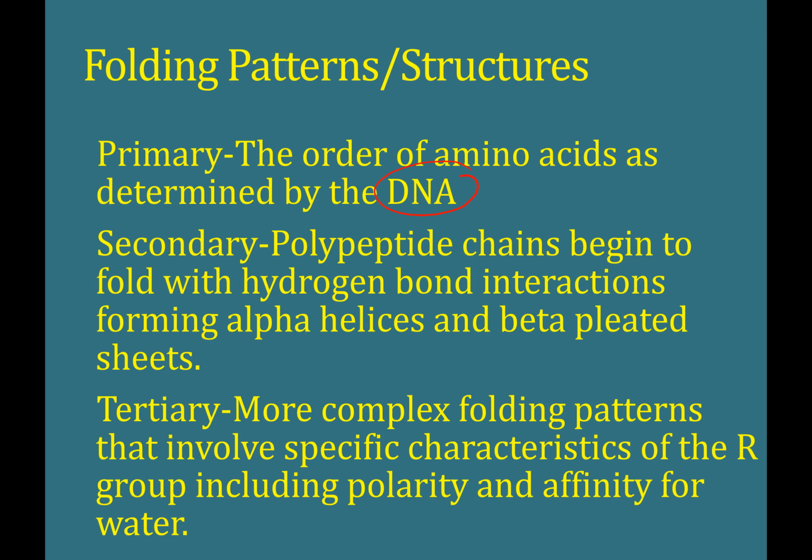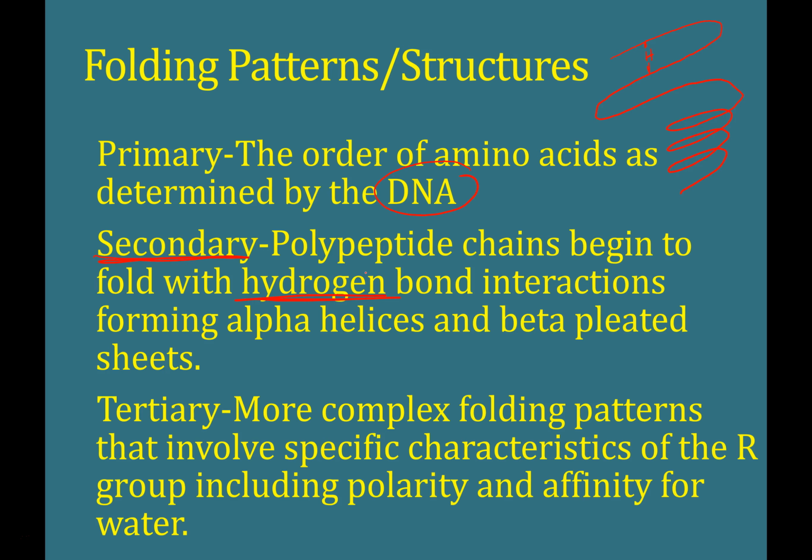The secondary folding will happen when the polypeptide chain begins to organize itself. And it may do it like this, which are known as beta-pleated sheets, or it may form what are known as alpha helices. But either way, those are the polypeptide chain beginning to fold. And in between these folds, there are going to be hydrogen bonds. So that is your secondary structure. When you see secondary, you're thinking hydrogen bonds.